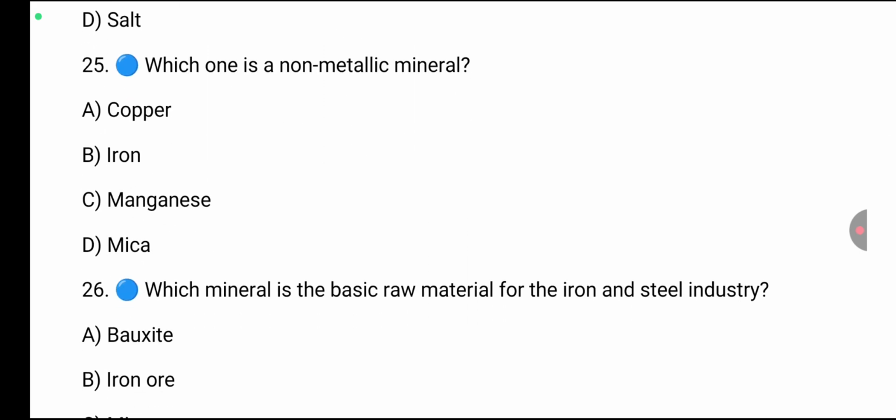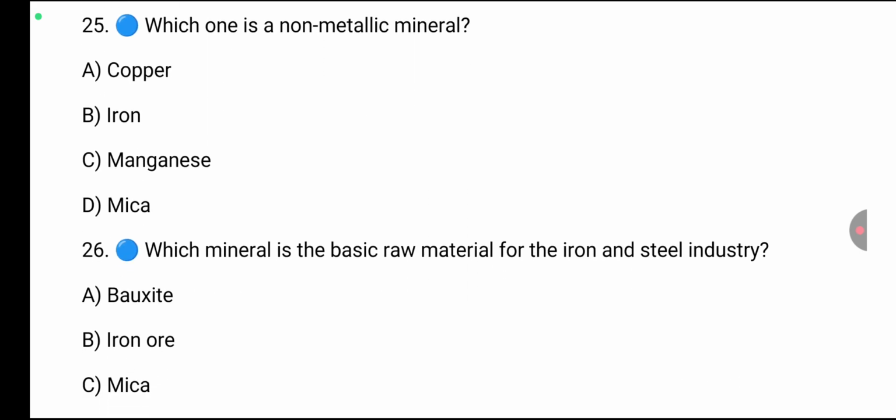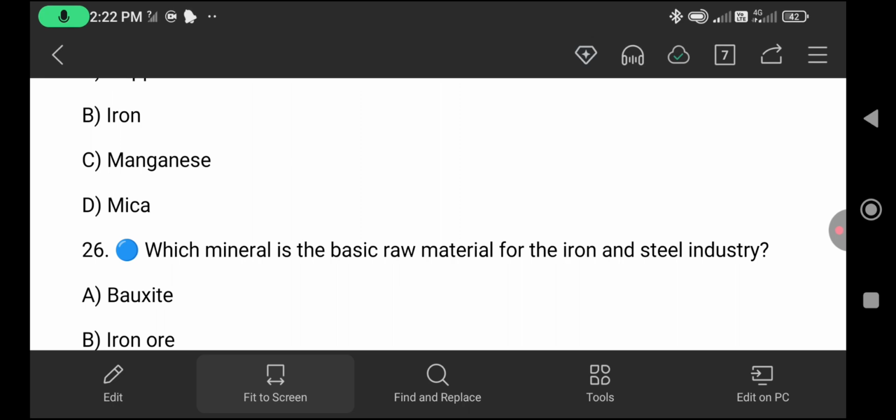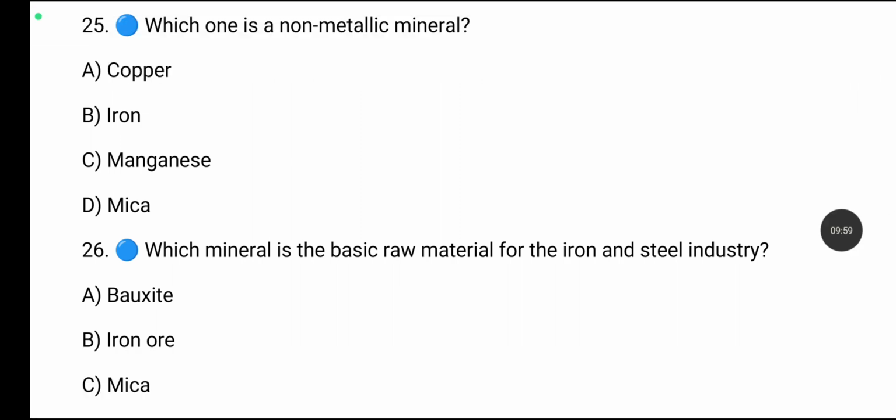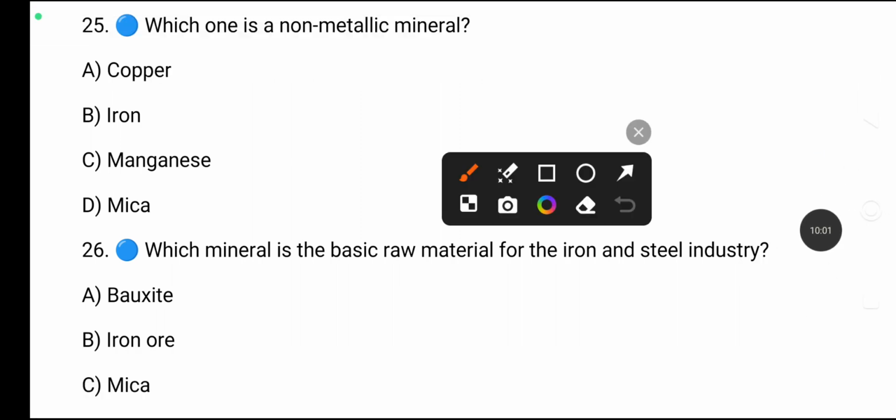Now moving on to question number 25. Which one is a non-metallic mineral? Options: A is copper, B is iron, C is manganese, and D is mica. The answer will be D. Mica is a non-metallic mineral.